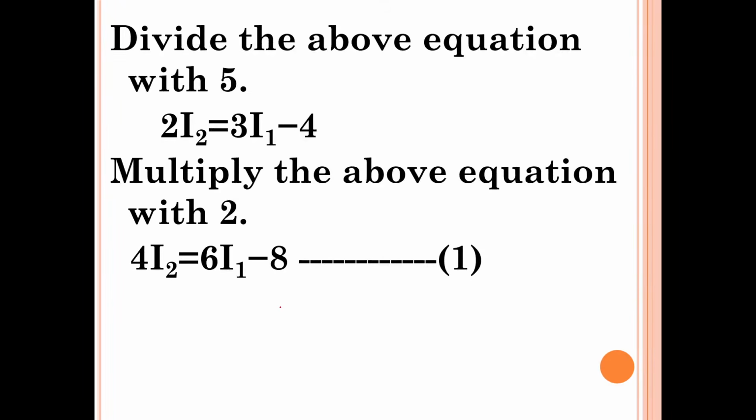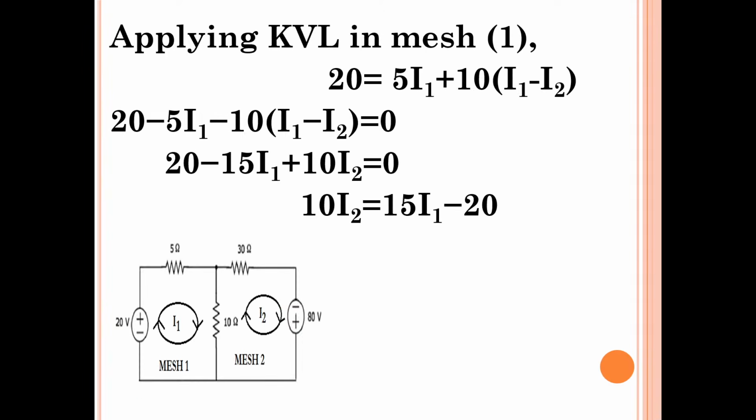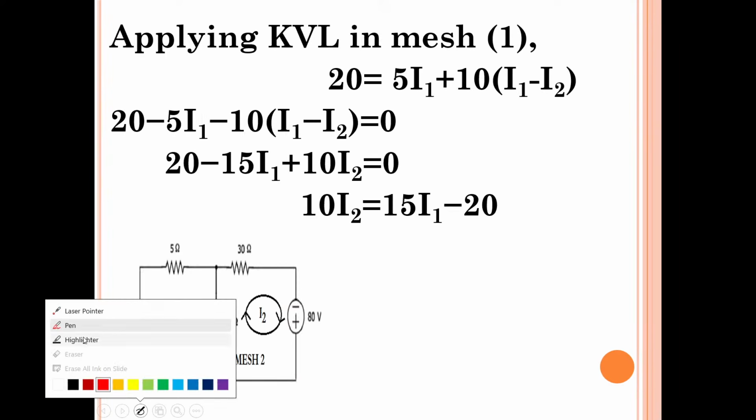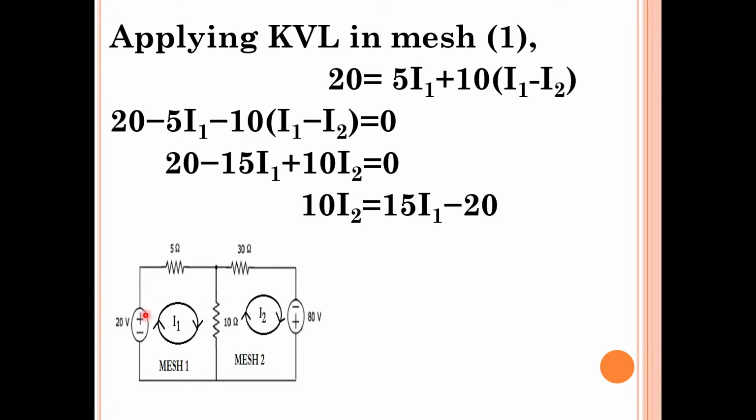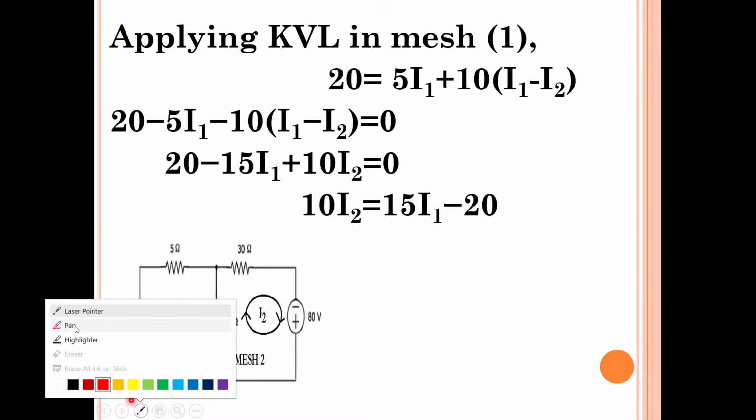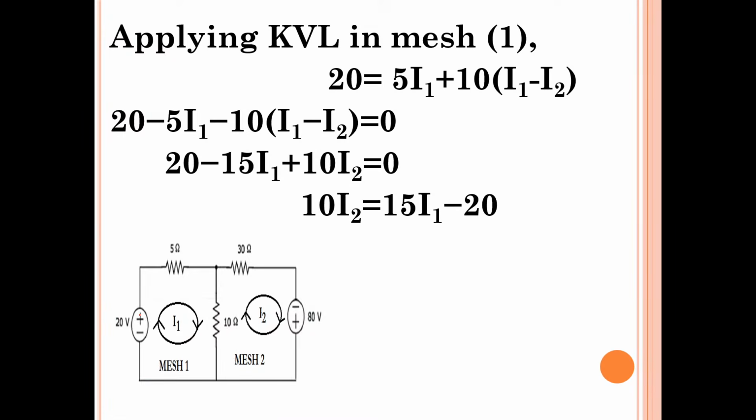I want to explain, in the previous numerical problem, just observe in this circuit the direction: the source positive is here. This is DC, isn't it? The positive terminal is here, so the current will come out in this direction. The I1 current and the source current are both in the same direction, isn't it? That's why we have written here plus 20.